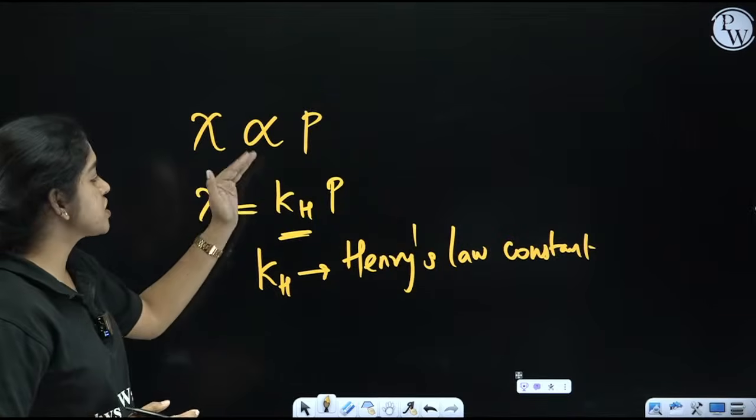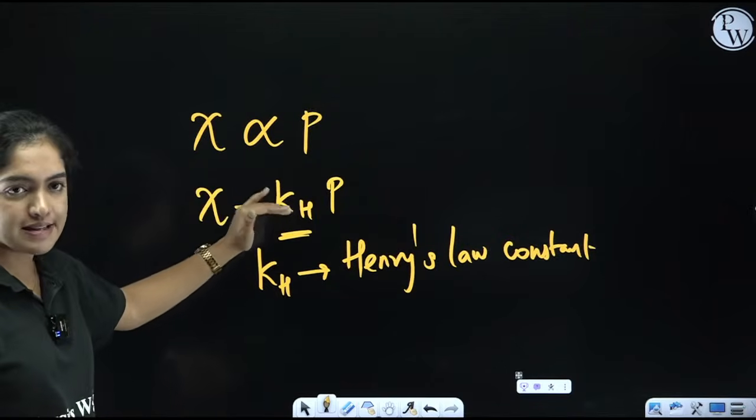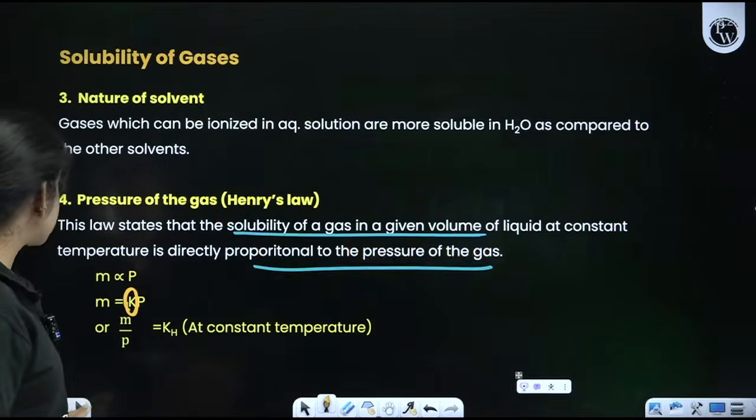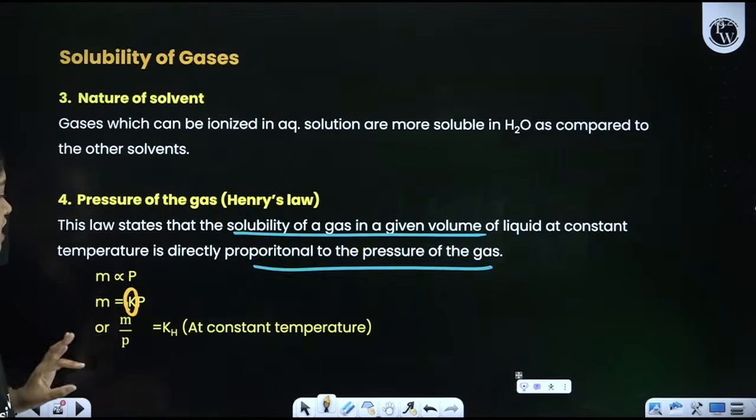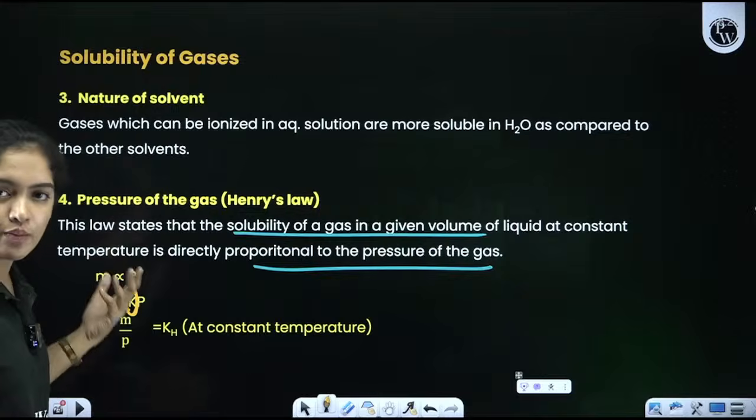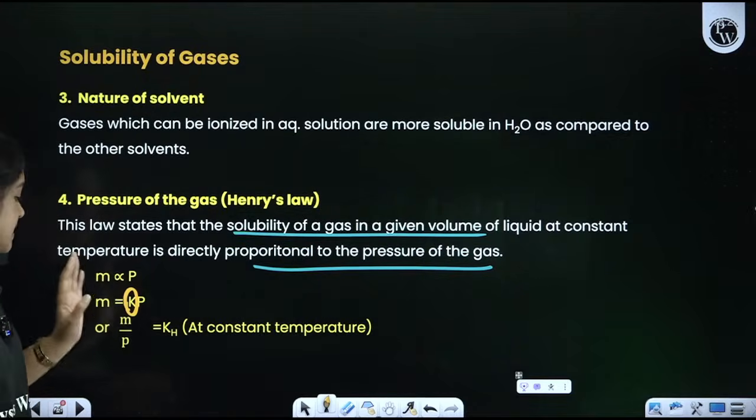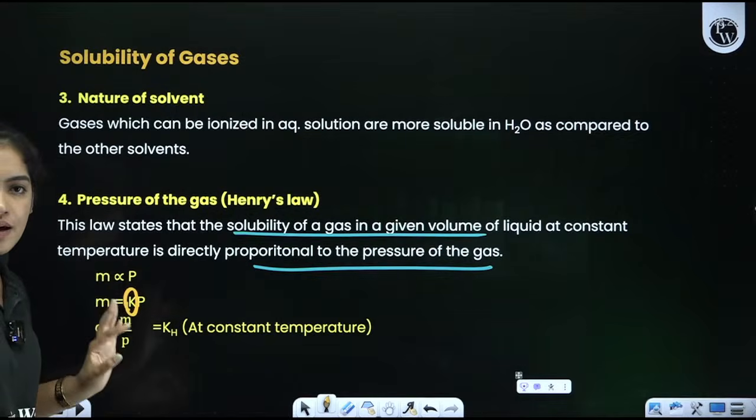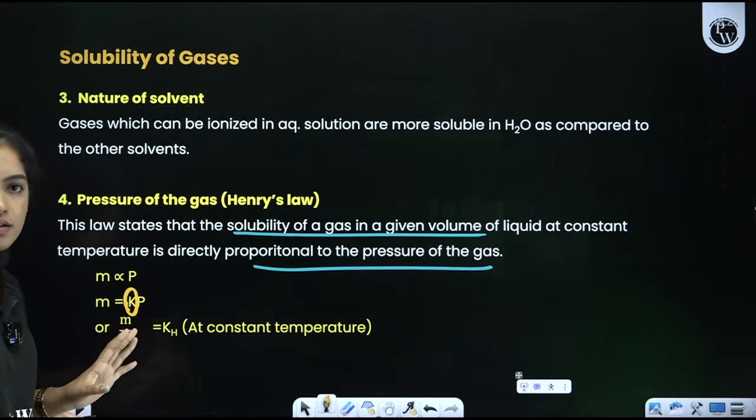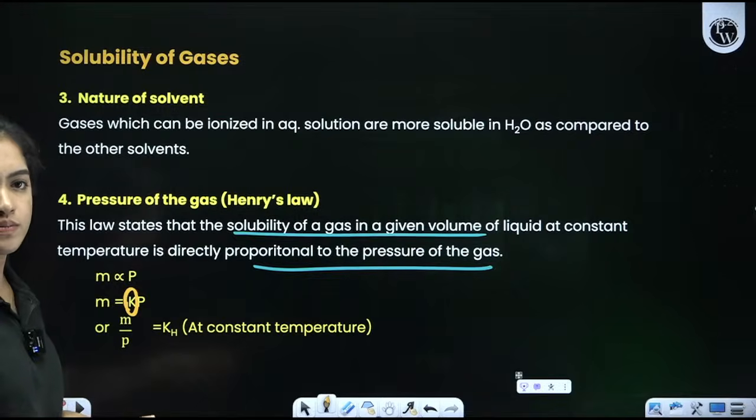We remove the proportionality using the Kh. So what is Henry's law? Mole fraction is directly proportional to the pressure. So we can rewrite using the mole fraction. Mole fraction chi is directly proportional to P. That means chi equals Kh into P. Clear? Got it? Any doubt?